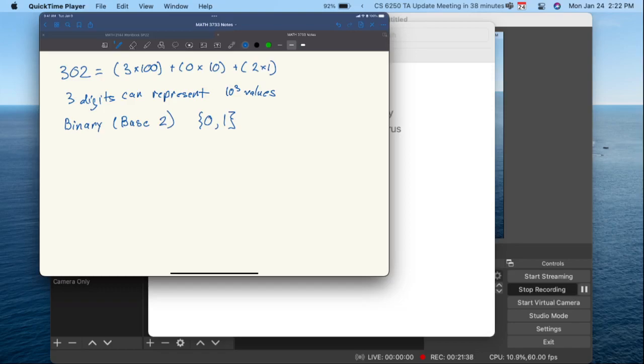And by the way, when it comes to programming, these are typically referred to as bits. A 0 means off or false, and 1 means true or on. So again, a computer is basically just flipping bits really fast.